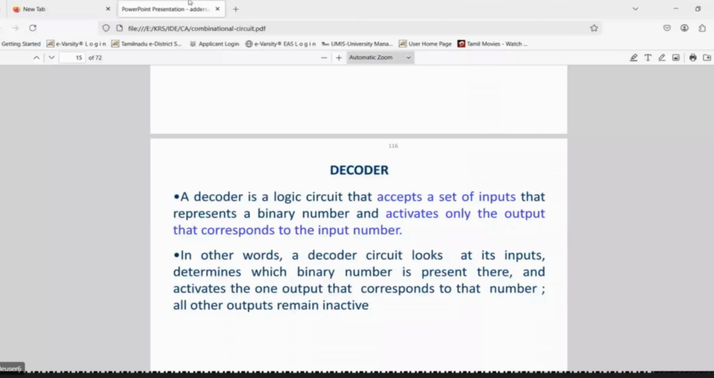Therefore a decoder is a logical circuit that accepts a set of inputs that represents a binary number and activates only the output that corresponds to this input number. A decoder circuit looks at its inputs, determines which binary number is present there, and activates one output that corresponds to the number. All other outputs remain inactive.